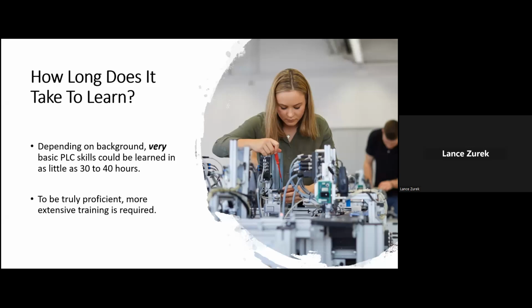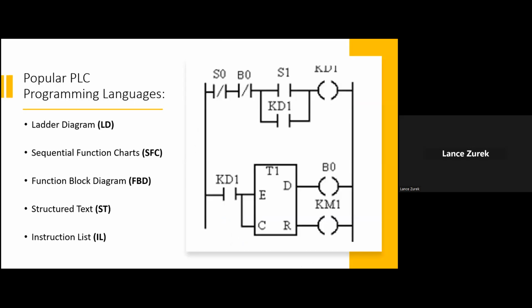Depending on a student's background and experience, very basic PLC programming skills can be learned in as little as 30 to 40 hours of training. Of course, to become truly proficient in all 5 of the most widely used PLC programming languages, which you see listed here, as well as learning how to efficiently troubleshoot and address errors and equipment breakdowns, of course, more training than that would be required.